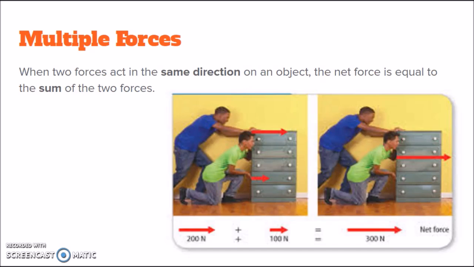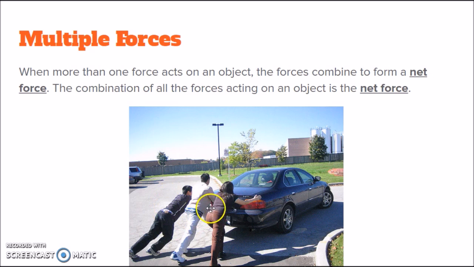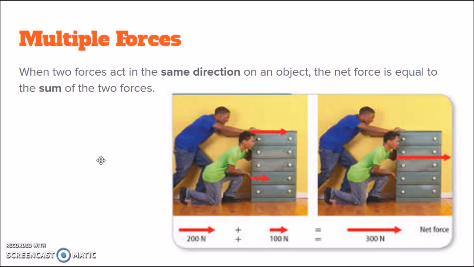When two forces act in the same direction on an object, the net force is equal to the sum of the two forces. We kind of already talked about that with these folks pushing that car. We said the amount of force on the car is adding up these three people's forces. Well, this is exactly what this is saying here. If these two people are pushing on this chest of drawers to move it, one person is pushing with a 200 Newton force, another person is pushing with only a 100 Newton force, but together they are putting a 300 Newton force on this chest of drawers because 200 plus 100 is 300. So forces add up if they're in the same direction.